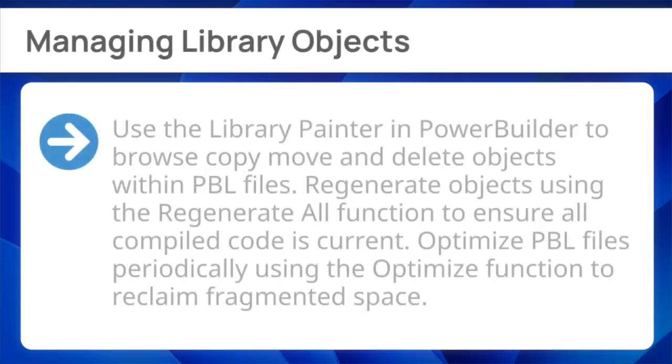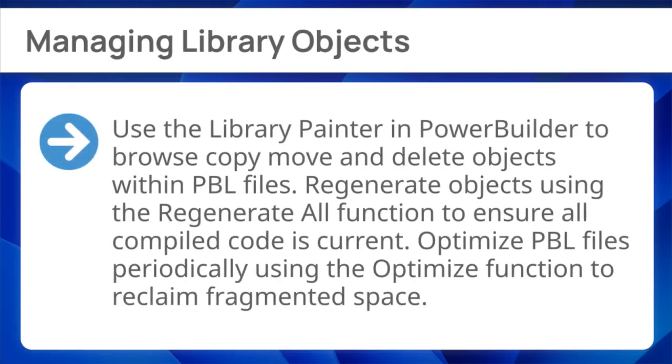Next, managing library objects. Use the Library Painter in PowerBuilder to browse, copy, move, and delete objects within PBL files. Regenerate objects using the Regenerate All function to ensure all compiled code is current. Optimize PBL files periodically using the Optimize function to reclaim fragmented space.